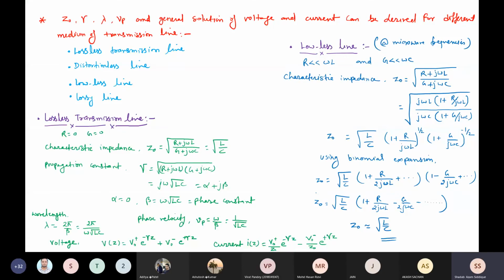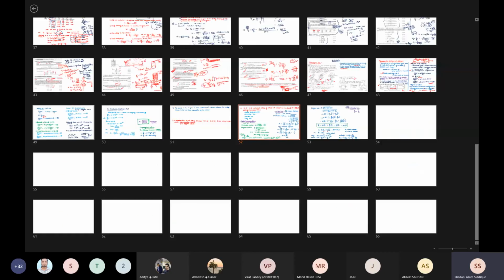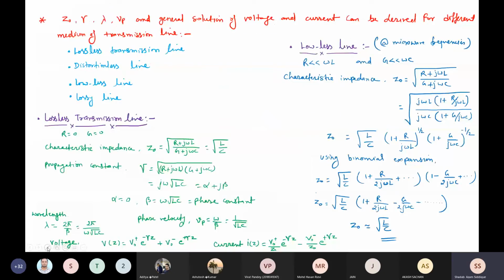Although we have the equation for the lossy line, or the general transmission line, we will apply it for special cases. These are the special cases we have. First, we have the lossless transmission line. Lossless means there is no loss at all.